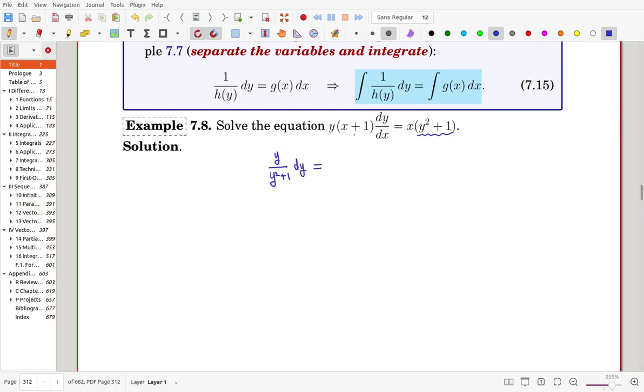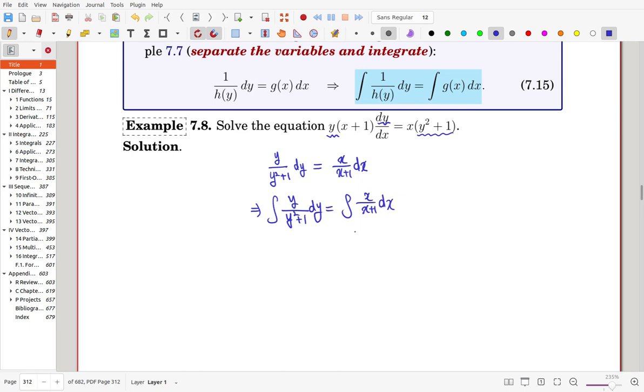Everything we consider this term, that one, and this one. Now, everything else must equal the other side, so it's x over x plus 1 dx. So from this, now the integral of y over y squared plus 1 dy equals the integral of x over x plus 1 dx.